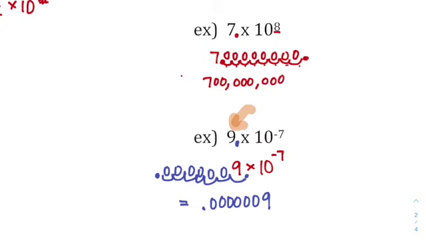So 60, because including the 9, there's going to be 1, 2, 3, 4, 5, 6, 0 with a 9. That's the answer for the next one.